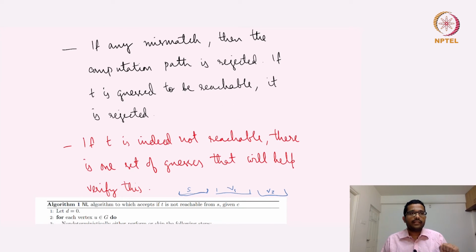So since T is not reachable, we will correctly identify these C vertices, and none of them will be T, and we will accept, because we need to show that T is not reachable. So if T is not reachable, that leads to accept, right? This is what we will do. This is the high level idea.